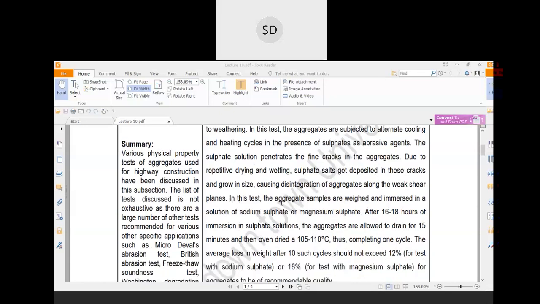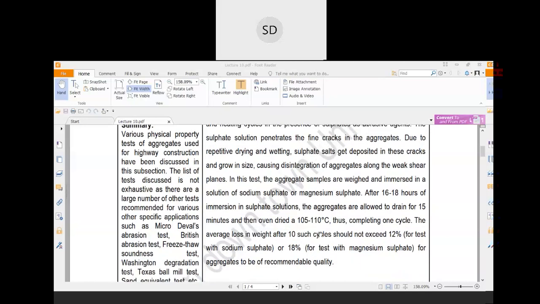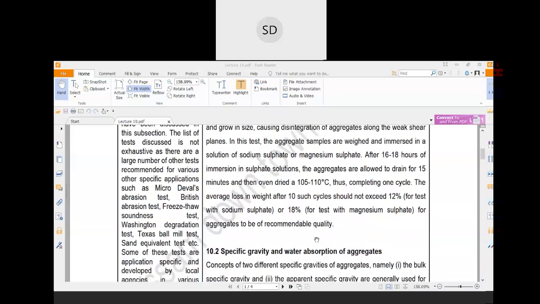In this test, the aggregate samples are weighed and immersed in a solution of sodium sulfate or magnesium sulfate. After 16 to 18 hours of immersion in the sulfate solution, the aggregates are allowed to drain for 15 minutes and then oven dried at 105 to 110 degrees Celsius, thus completing one cycle. The average loss in weight after 10 such cycles should not exceed 12% for sodium sulfate and 18% for magnesium sulfate. If it exceeds this, that aggregate is not suitable for road construction.